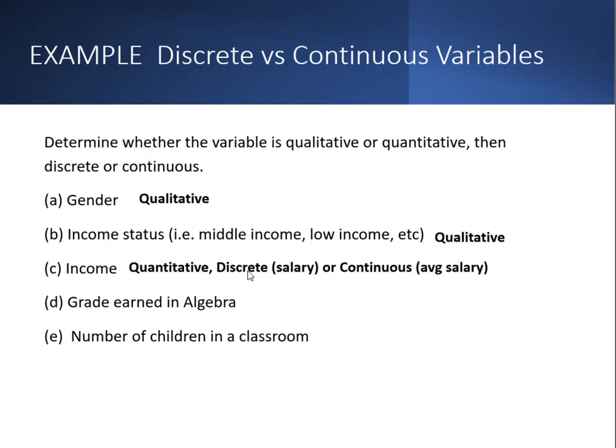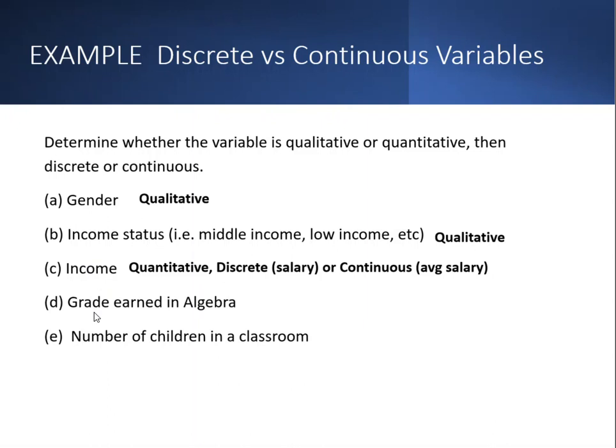If, however, I wanted to talk about the average salary, let's say, for teachers in Texas, well, average salary is going to end up being a continuous variable, because when I take the average of something, then I could get all sorts of decimal values that would be falling into that. So you can see that depending on the question that I'm asking, I could maybe come up with either discrete or continuous for this term of income.